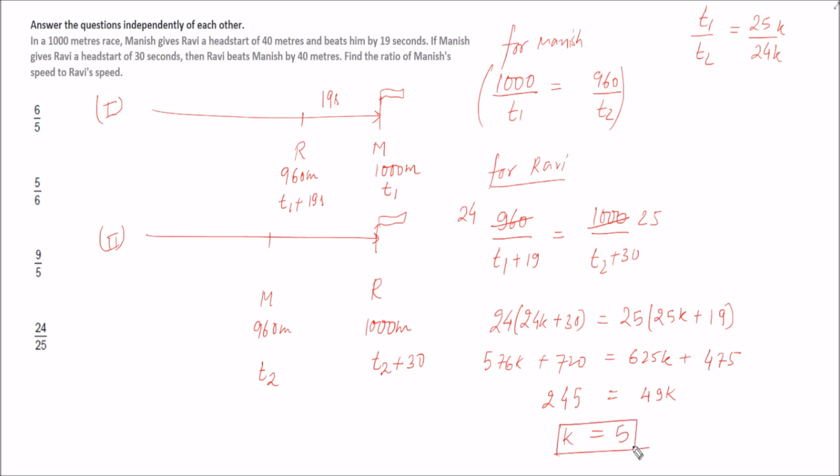This is a very interesting thing. So T1 by T2, I have got the value as 125 by 120. I'm just substituting the value for K. So these are the actual seconds. Okay, these are the actual seconds.